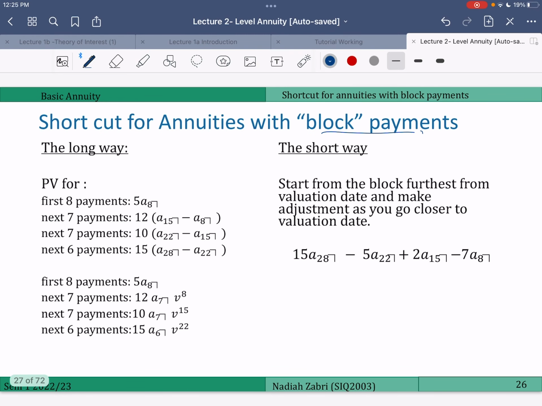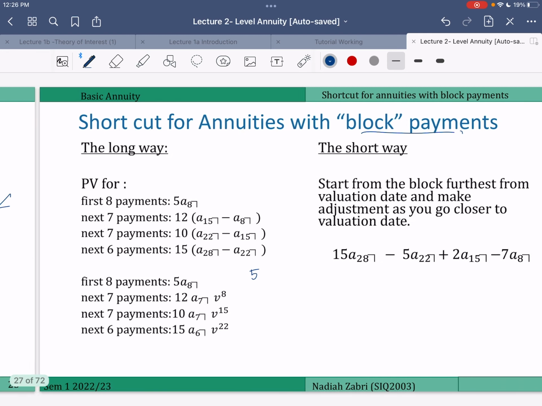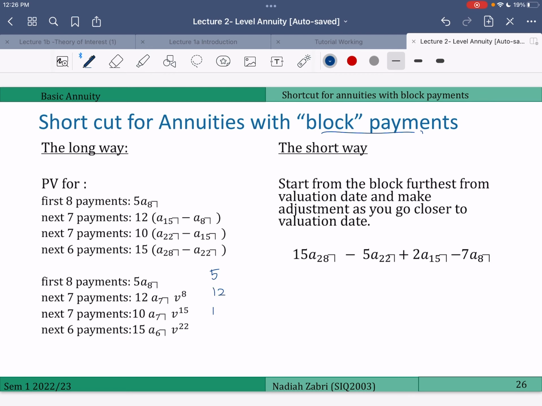So first we look at the last block. This is the block that we have. In the first block the payment is 5, second block the payment is 12, third block the payment is 10, and the fourth block the payment is 15. This goes for 8 payments, this goes for 7 payments, this one is another 7 payments, and this one is another 6 payments. So the total number of payments here is 28.